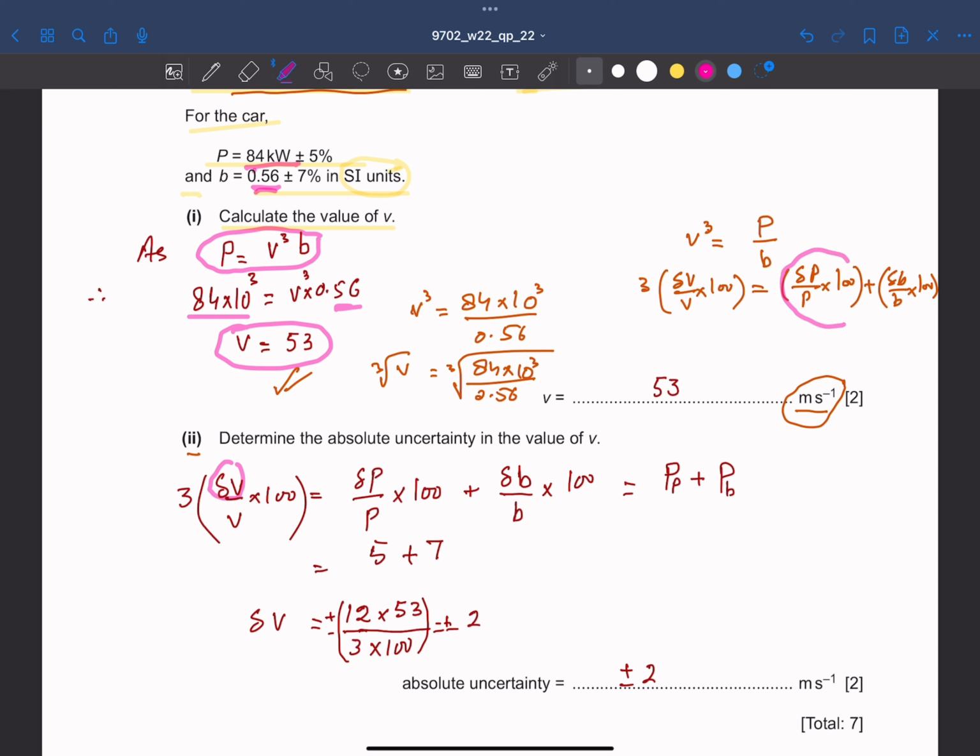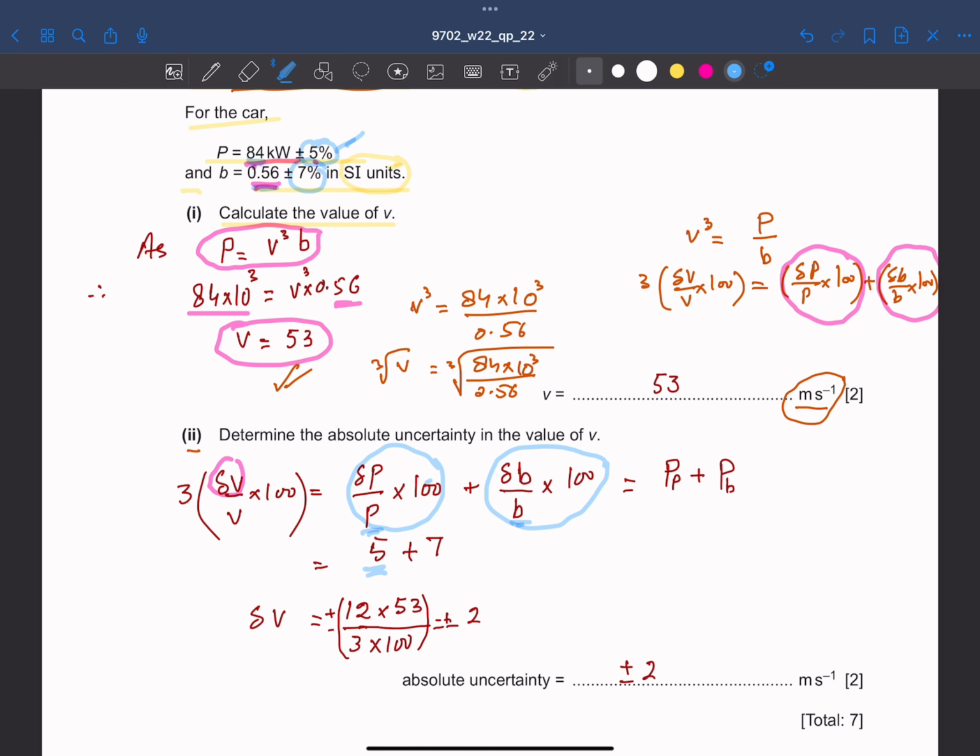Now remember one thing: in this particular problem, this whole part is basically the percentage in P, and this is the percentage in B, which they have given you directly. So you need not worry about this, or calculate this. Be careful, you will not use this value of 84 and 0.56 here. And why? Because this whole value you have in the data. So what is the value of uncertainty in P?